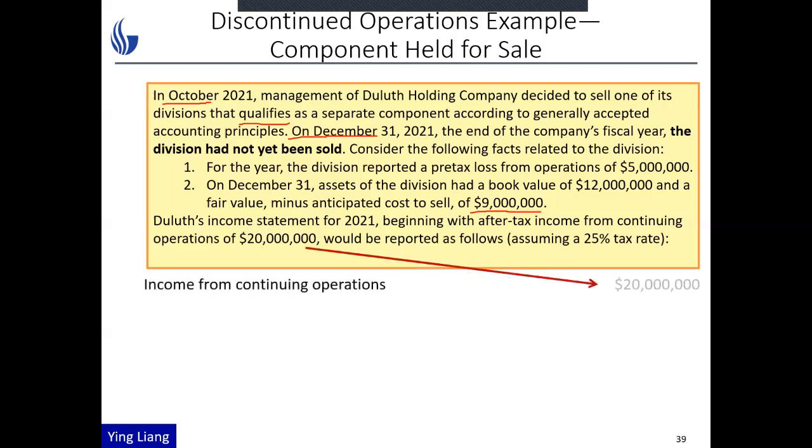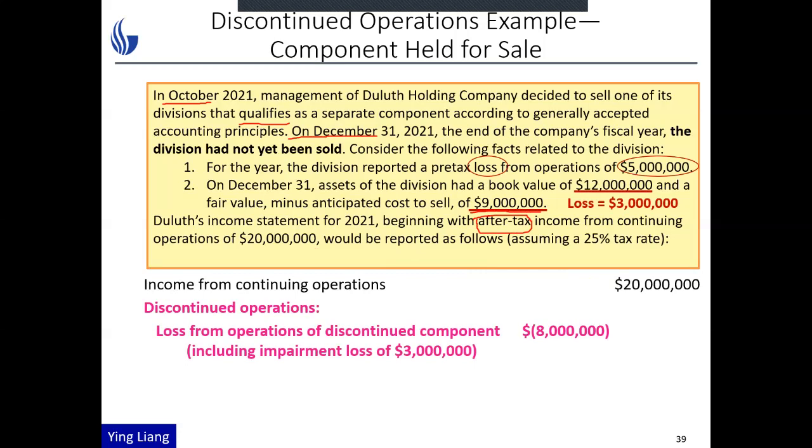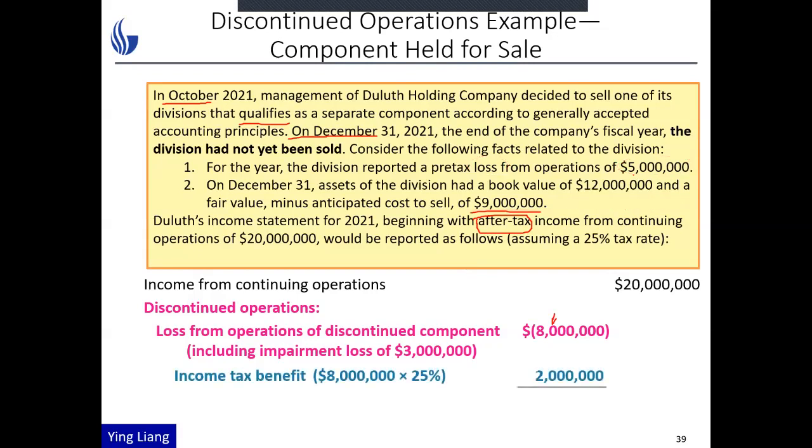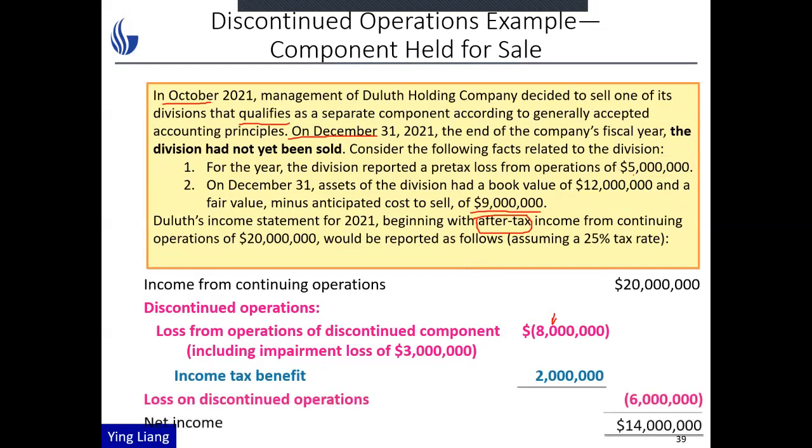Everything's the same, right? Beginning with after-tax income of $20 million, and then the next part is continuing operations. In the discontinued operations, number one, there is a loss of $5 million. Number two, another loss, the difference between the two, $3 million. So two losses, in total $8 million. That's why I put $8 million here with parentheses, meaning a loss. And don't forget the income tax. Now it is a loss, so this is an income tax benefit. So I use $8 million times 25% equals $2 million. Negative 8, positive 2, the result is a negative 6. So loss on discontinued ops is $6 million. Net income is 20 minus the 6 equals $14 million.